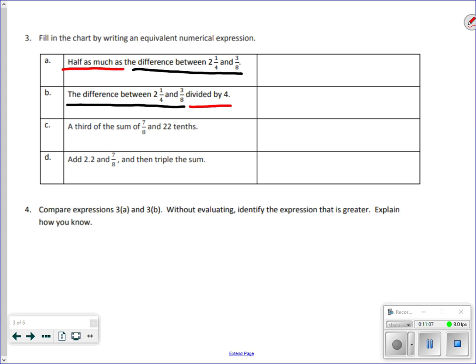divided by 4. A third of the sum, the sum of 7/8 and 22/10. That one they're kind of adding in some number words. Add 2 2/10 and 7/8. They put a decimal and a fraction. You're going to have to change something. So that would need to be something else. And then triple the sum.